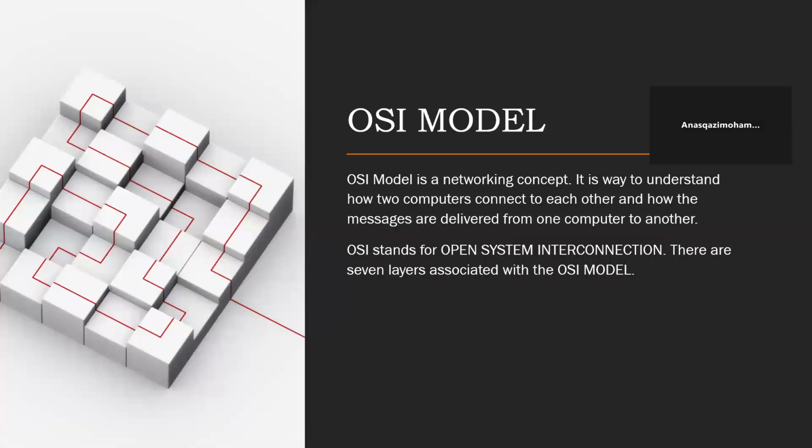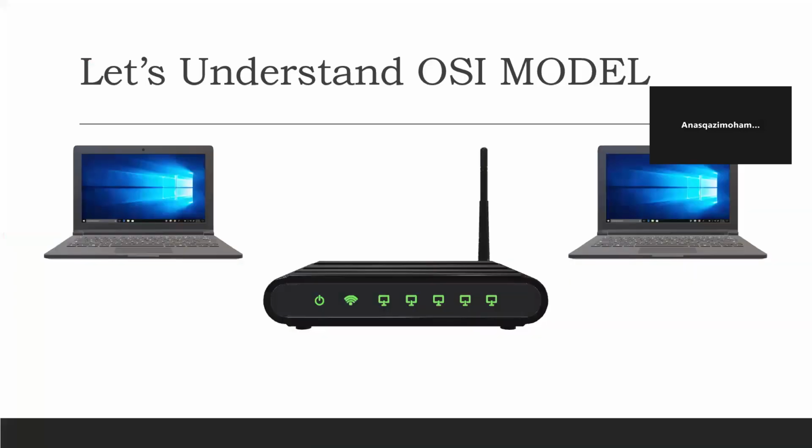The OSI model is a networking concept that helps us understand how two computers would interact or connect with one another. There are basically seven layers associated with it, and we will learn all seven layers in a different way. So let's see how these two computers would interact with each other.